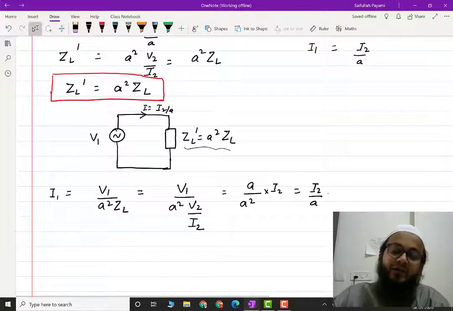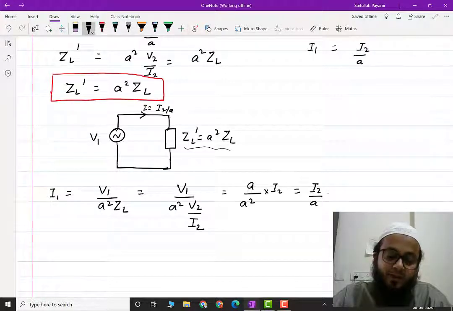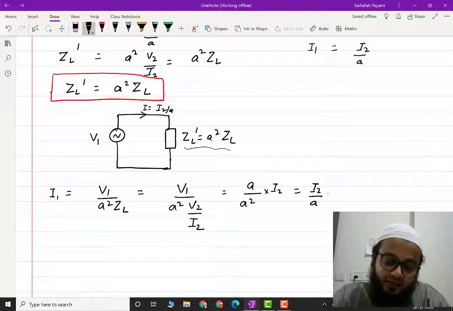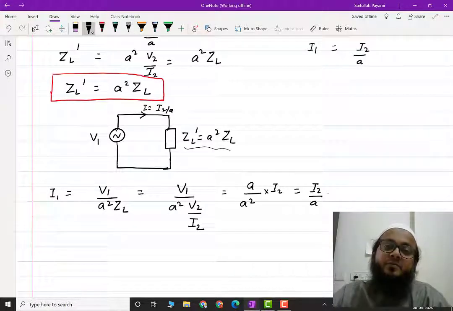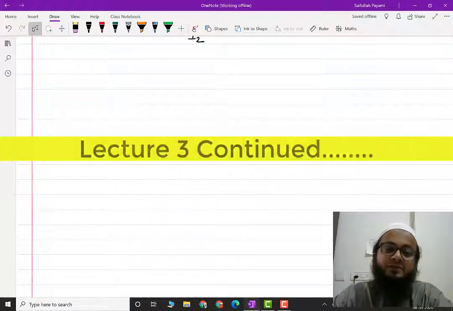One thing is, for a step up transformer, we have said A is less than 1. If A is less than 1, then A squared would also be less than 1. So the impedance observed at the primary side for a step up transformer would be lower. Now we will take up one problem and apply these concepts which we have developed till now.